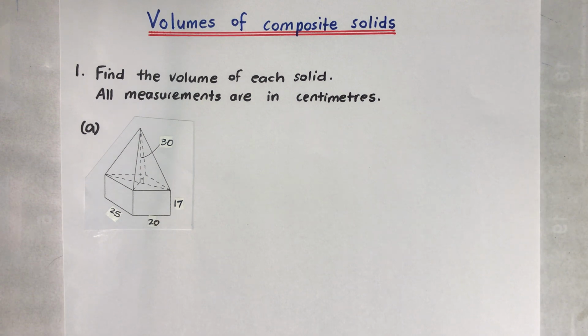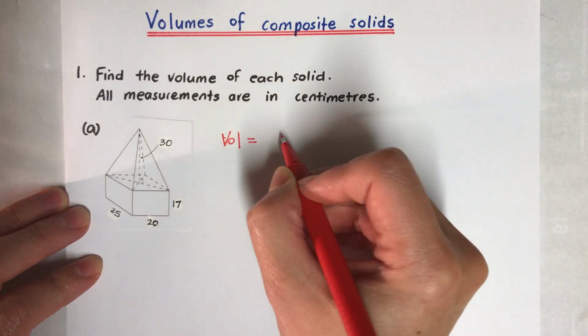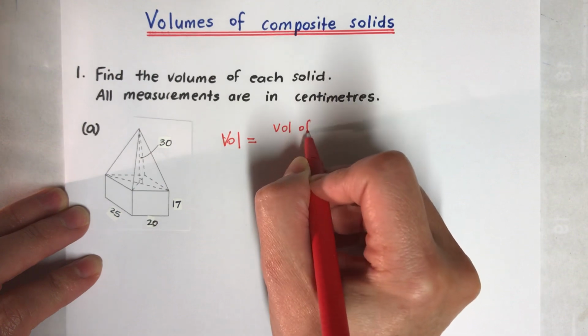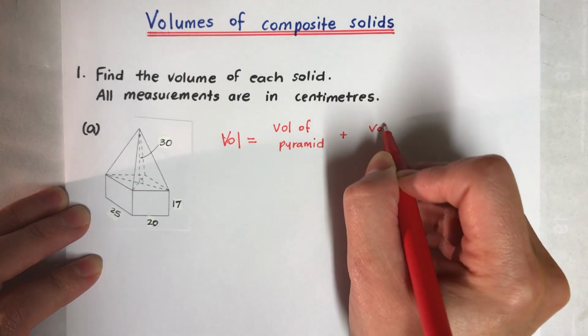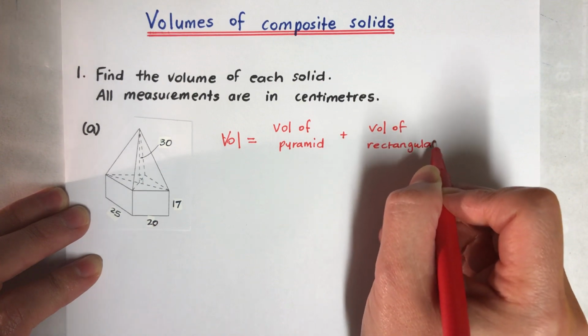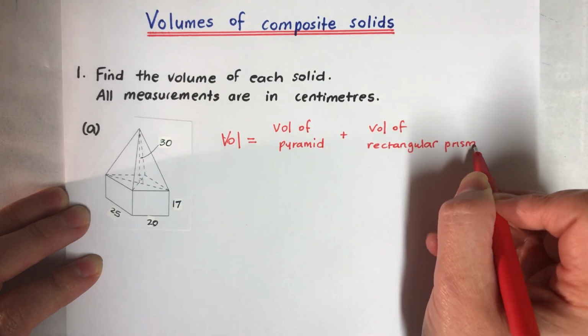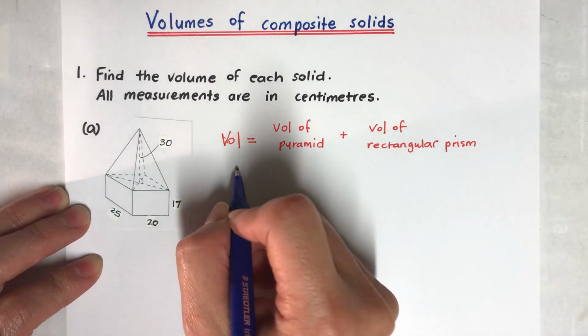Part A. Now, when you look at this composite solid, I can see a pyramid on top and a rectangular prism on the bottom. So all we have to do here is volume equals the volume of the pyramid plus the volume of the rectangular prism. Okay, so let's have a look at the volume of the pyramid first.